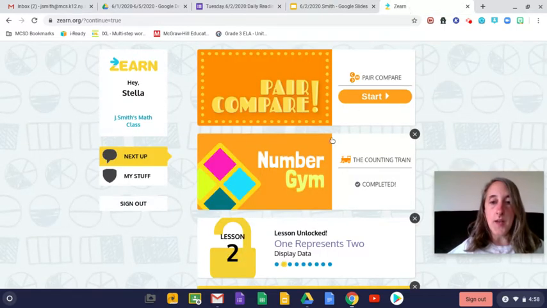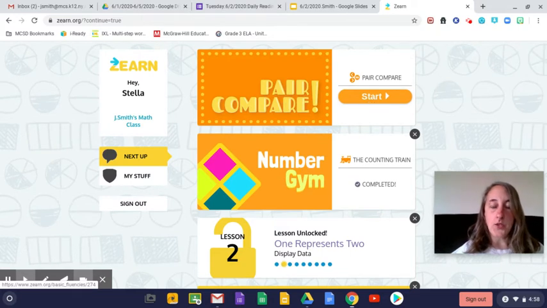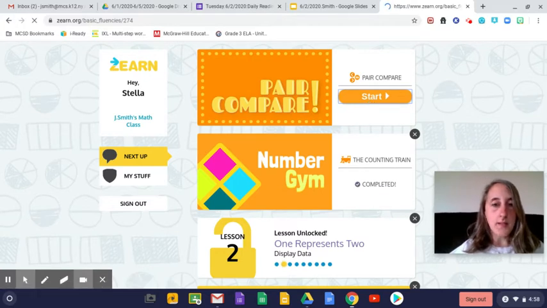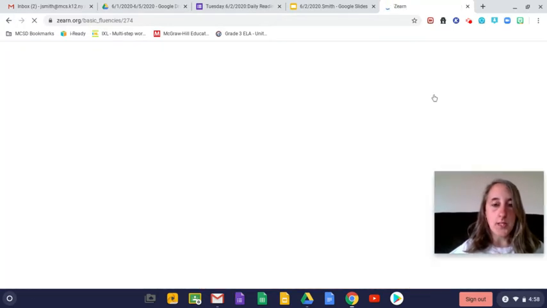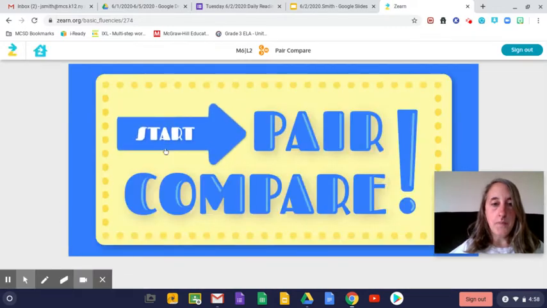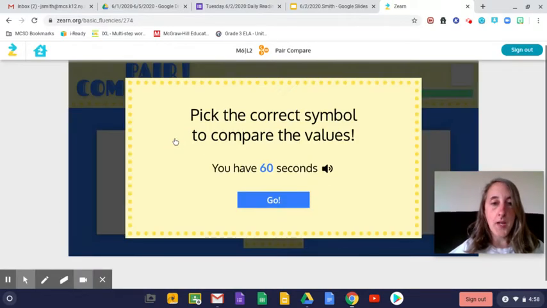So here's Zearn Math. I've already done the number gym today, but I'm going to do the pair compare because I thought that was a little tricky yesterday when I did it. So here we go, boys and girls. It's just loading. Give it 1 minute. Pair compare. Pick the correct symbol to compare the values. You have 60 seconds. Ooh, wish me luck, boys and girls.